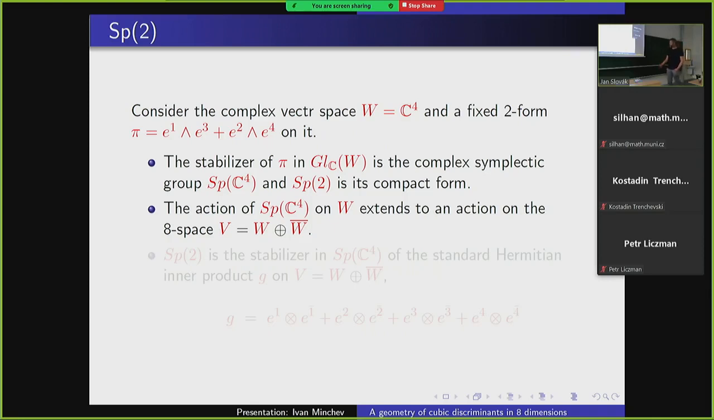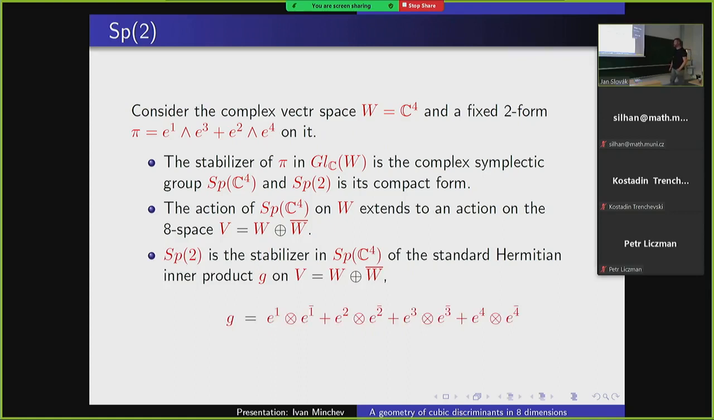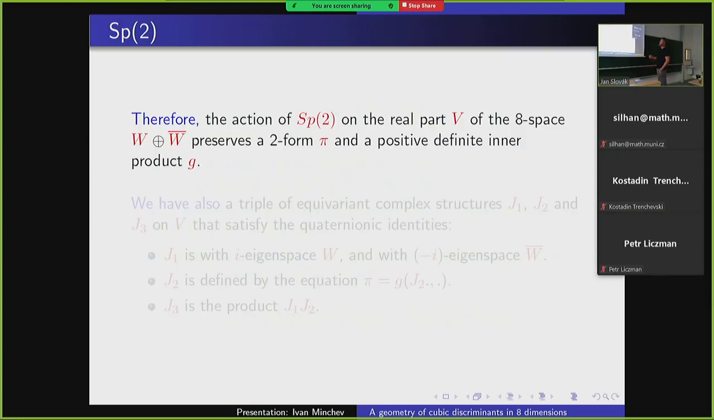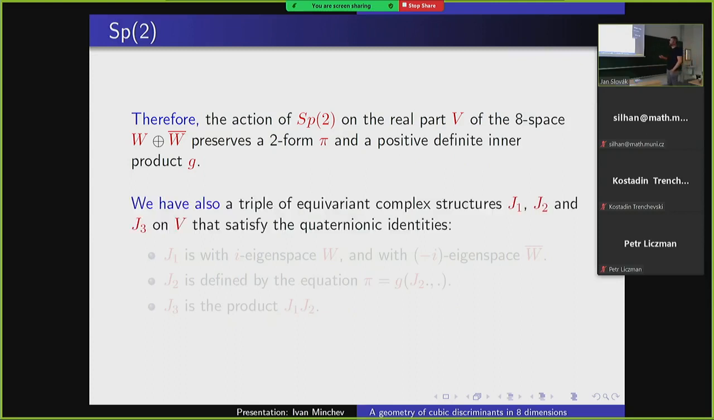And if we take the sum of these two, then we get an 8-dimensional representation. Then the compact form of the symplectic group can be seen as the stabilizer of a Hermitian scalar product. So all this is of course well understood, well known. I'm not saying anything new, but I just want to fix the notation and to explain this clearly.